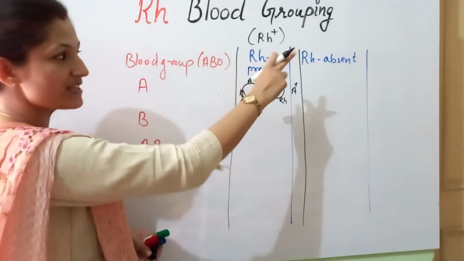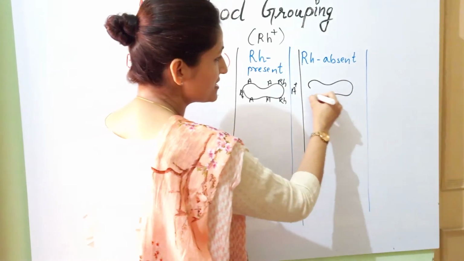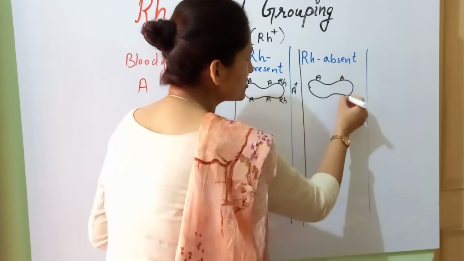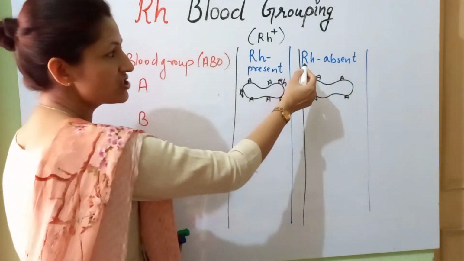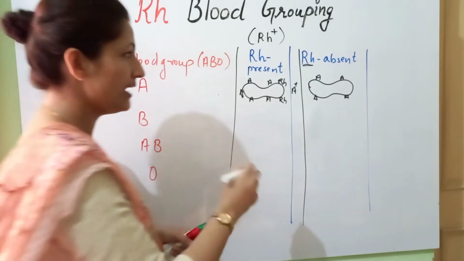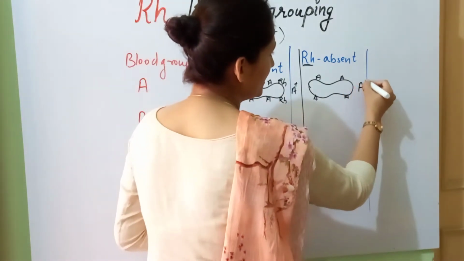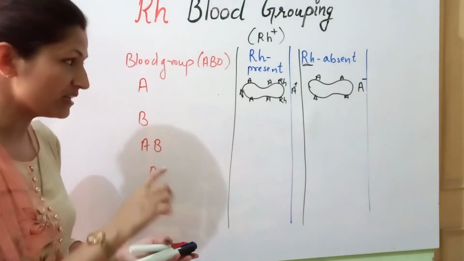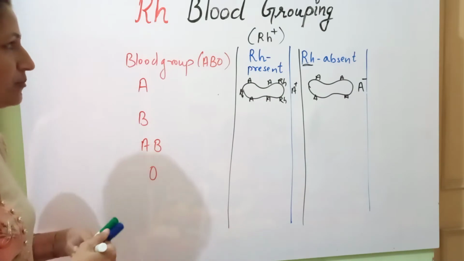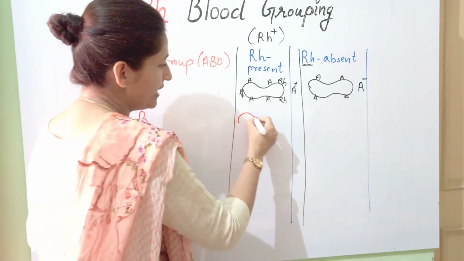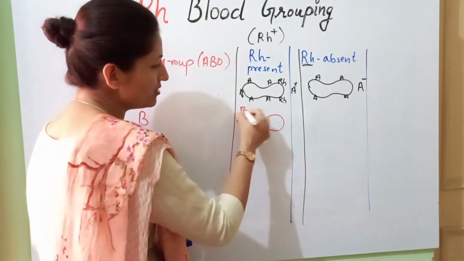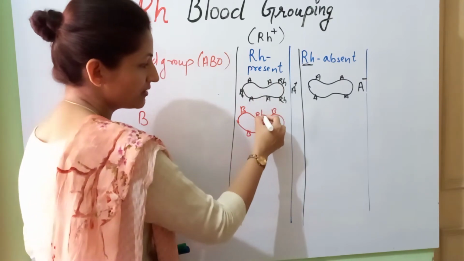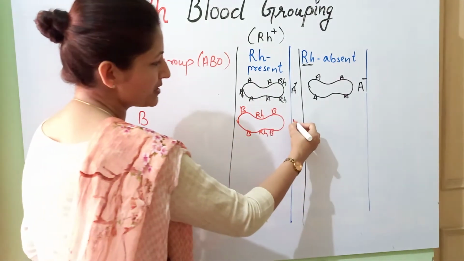If this Rh is absent, it means what? The RBC of the blood group A person only contains the antigen A. Rh antigens are not present. In that case, the blood group will be A negative. Got it? Hope I am clear with this. The person who has blood group B, the RBCs are going to contain antigen B, and if this Rh is present, it means the blood group of the person is B positive.